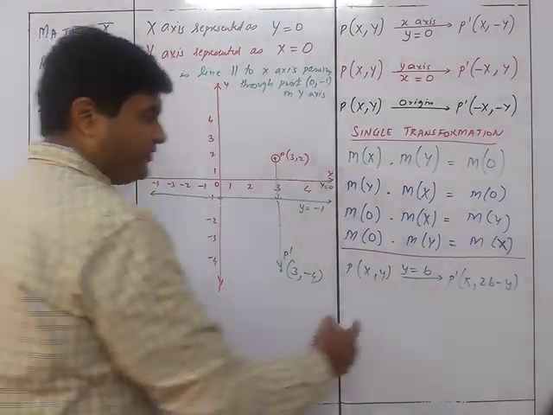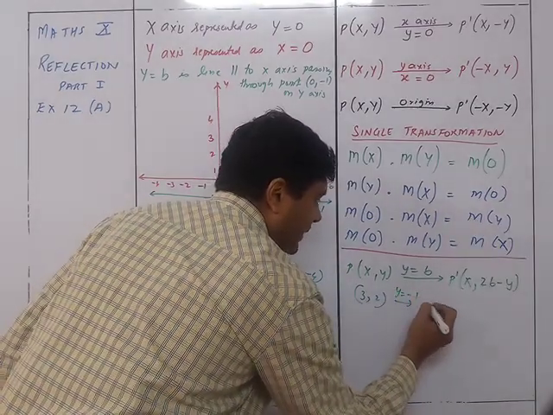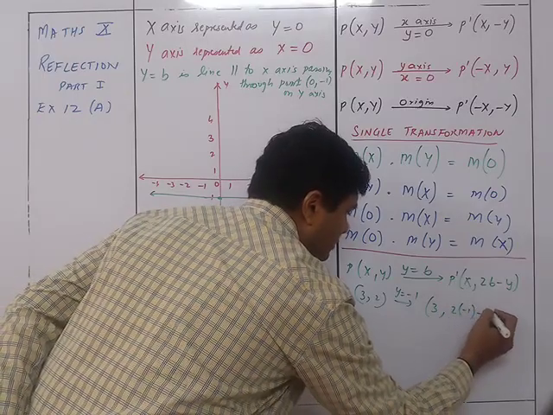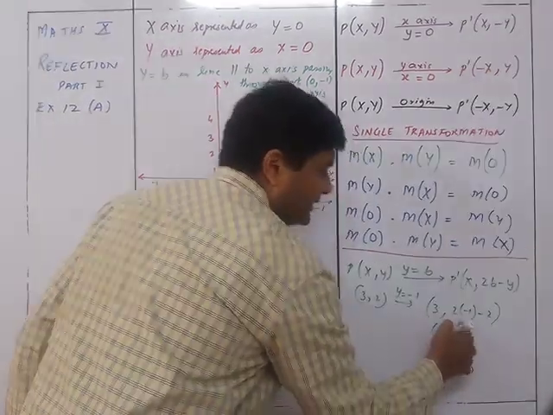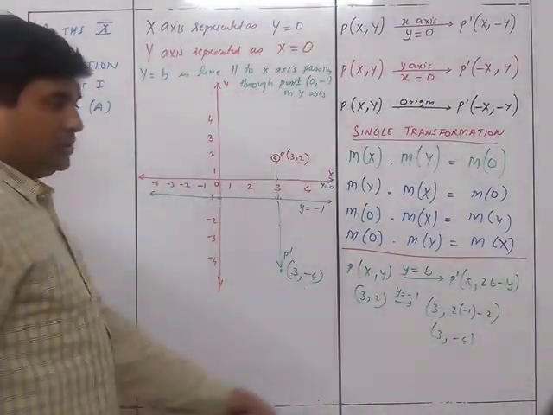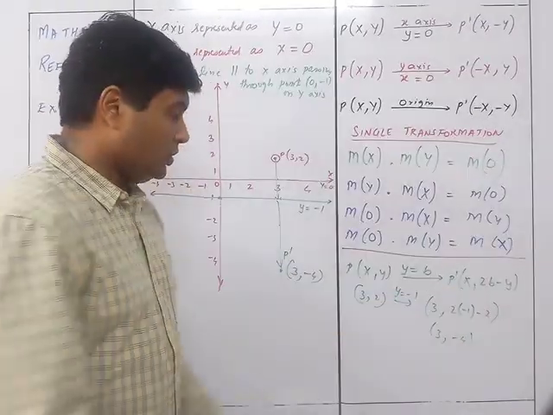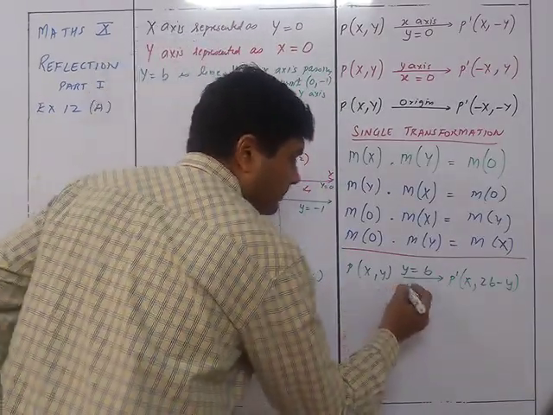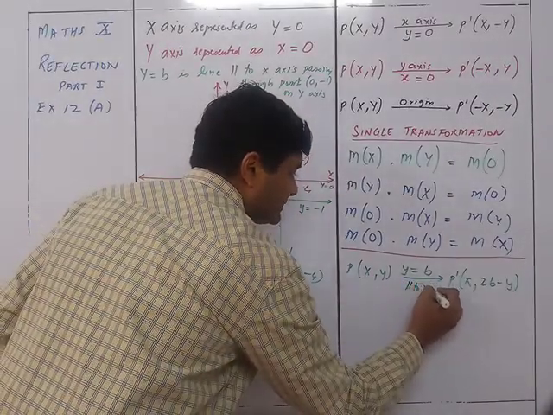Let us check out this answer itself. So we see that this was (3, 2), and this line is y = minus 1. So it is nothing but (3, 2 into minus 1 minus 2). That is going to be how much? This is 3, and this is minus 2 and minus 2 is minus 4. So this is exactly the same answer. So that is 2b minus y as the formula. Clear? So this is when the line is parallel to the x-axis.